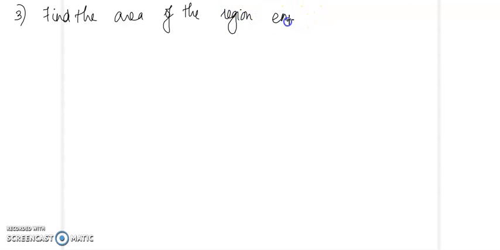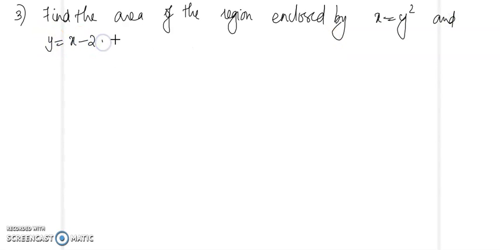Now let us look at the next example. So find the area of the region enclosed by x equal to y square and y equal to x minus 2.